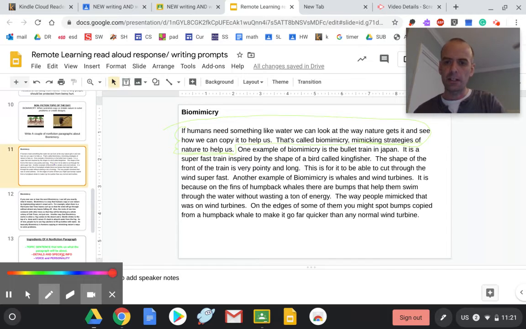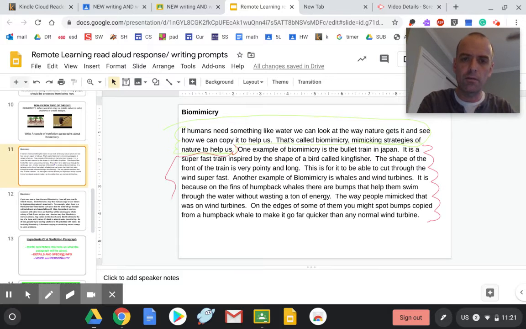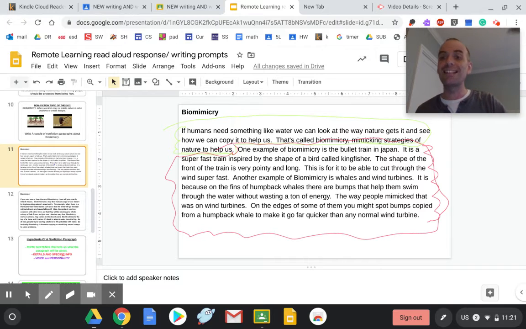Another example of biomimicry is whales and wind turbines. It is because on the fins of humpback whales there are bumps that help them swim through the water without wasting a ton of energy. The way people mimicked that was on wind turbines. On the edges of some of them, you might spot bumps copied from a humpback whale to make it go far quicker than any normal wind turbine. Holy information. I love that this person did their own research. I mean, incredible. So this is all information here, all specific details. They teach us about biomimicry.